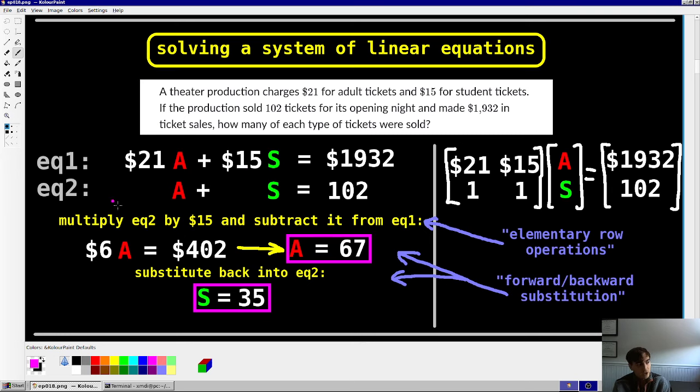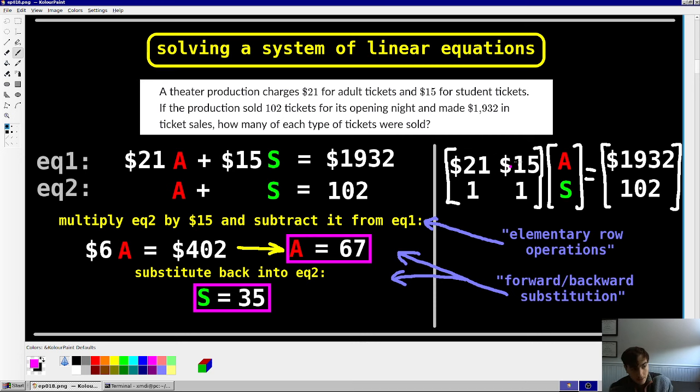The idea is that these equations contain information that, even if you were to plot them, you would find the intersection, and see that they're both satisfied at that crossing point, and you were supposed to solve for A and S. The way I was taught to do this is I would take equation two, multiply it by 15, and subtract it from equation one. That would remove the S term. Then I would solve for A, 67. I plug that back into equation two to solve for S, 35. And then you can check your work by plugging the numbers back in and see that it's the correct answer.